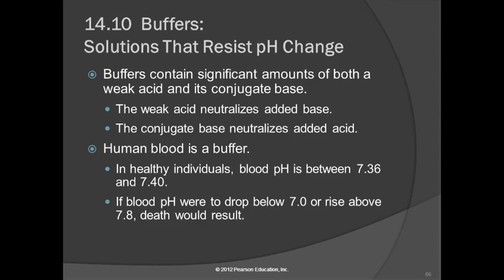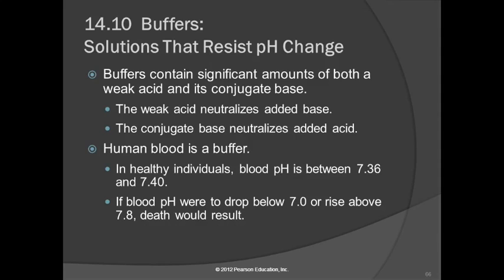A chemical buffer is something that sort of cushions the solution against pH change. Buffers have significant amounts of both a weak acid and its conjugate base. So what happens is if you add base to the solution, the weak acid neutralizes it. If you add acid, the conjugate base neutralizes it. So it's got both an acid and a base in it.